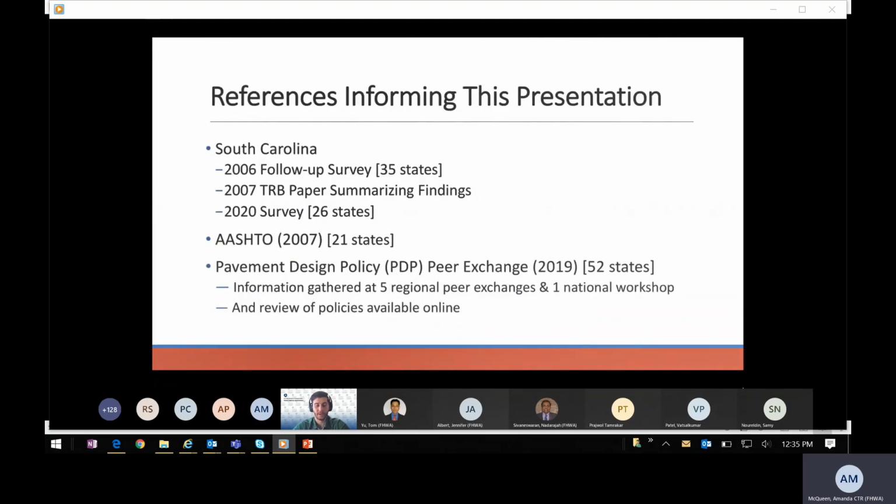Before we provide updates, we need to establish the references that are informing this presentation, along with our pavement design policy peer exchange sources. These references provide insight as to how states have been using LCCA. During the pavement design policy peer exchange, there was some discussion on current LCCA practices, which we then used to provide updates to some existing LCCA data. Again, we've included historical data to show current trends and how LCCA is applied. Next slide.